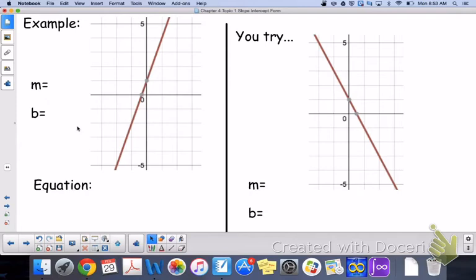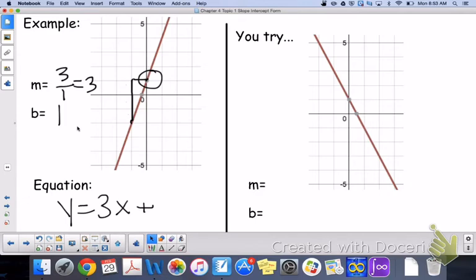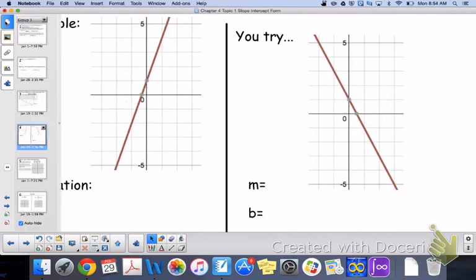There is one more example. This example, we have m, your slope. Let's find, here's a point right here, and here's a point right here. So your slope, that means we go up 1, 2, 3 over 1. Up 3 over 1, so your slope is 3. Y-intercept is 1. So your equation, y equals 3x plus 1. All right, next, go ahead, pause it and do your U-try.